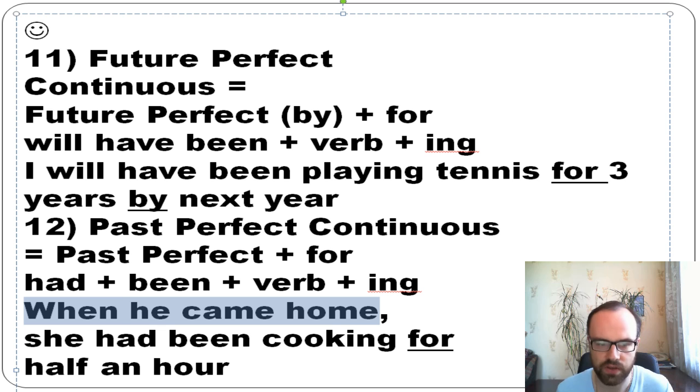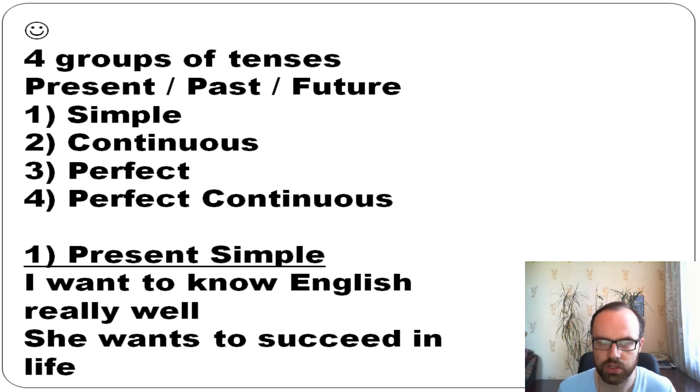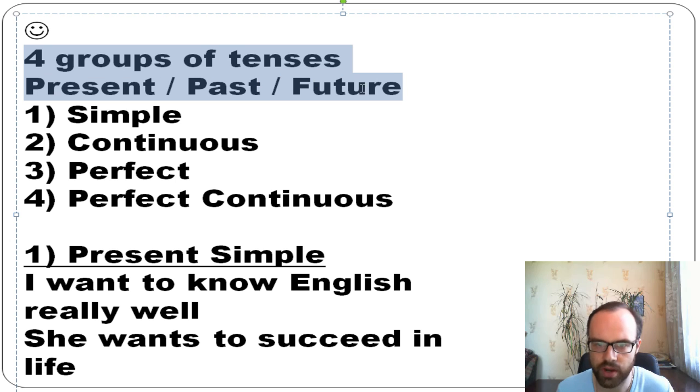So actually nothing difficult, but as far as I remember you asked me to keep in mind the revision. So let's do it, no problem. Okay, so there are four groups of tenses: present, past and future, and simple, continuous, perfect and perfect continuous. The first tenses are pretty simple.